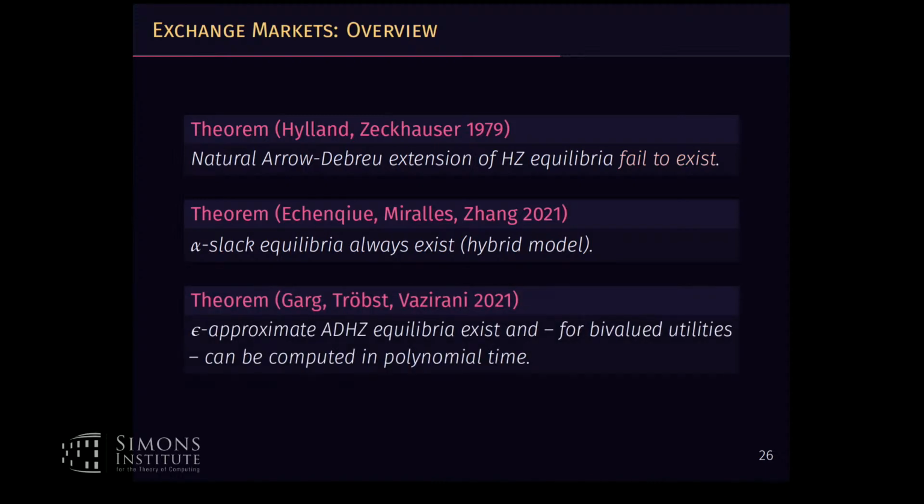There's even a result where we show that there's a slightly relaxed notion of this called epsilon approximate equilibrium, where you can give algorithms for bivalued utilities, which is, as I mentioned earlier, also the only case where we have algorithms for HZ.